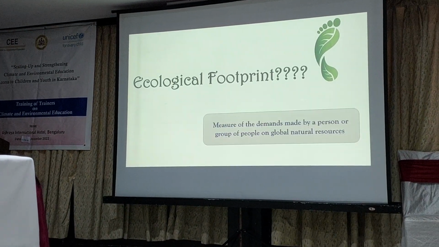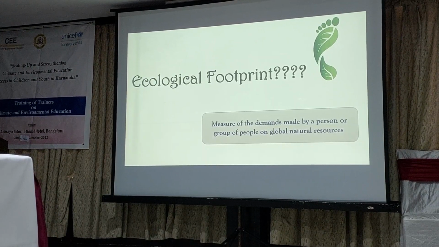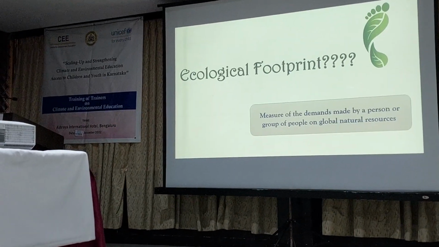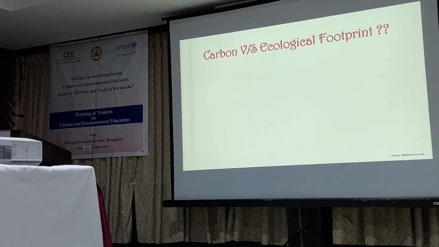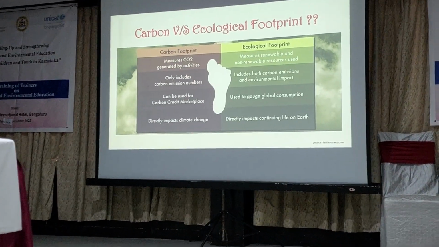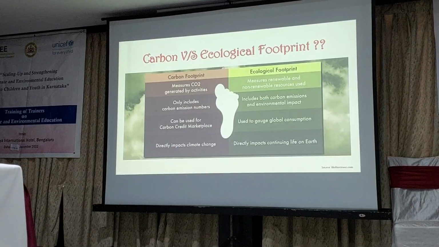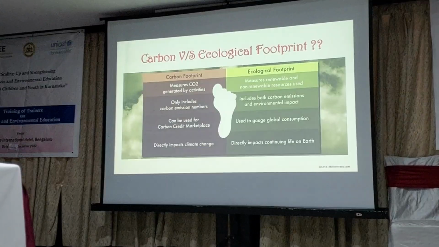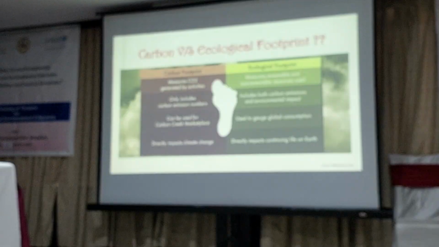It's nothing but the measure of demand made by a person or a group of persons on global natural resources. The demand that we are creating on the natural resources. So that is called ecological footprint. The difference between the carbon and ecological footprint: carbon footprint is a measure of carbon dioxide from our activities, and ecological footprint is a measure of renewable and non-renewable resources. So here only the carbon emission is taken into account, but here both carbon emission and the impact that we are having on the ecosystem together are called ecological footprint.